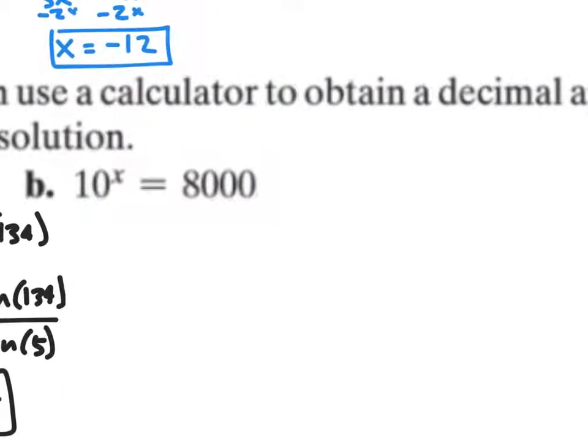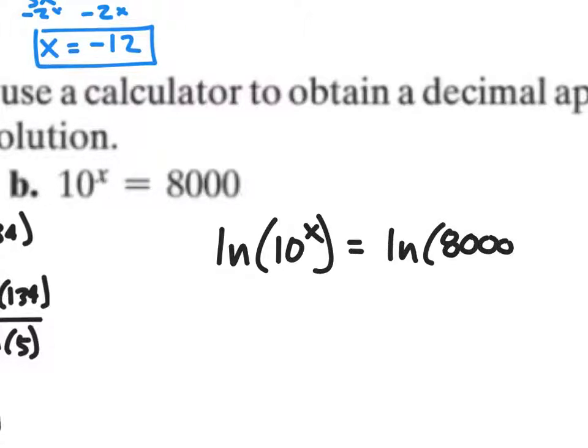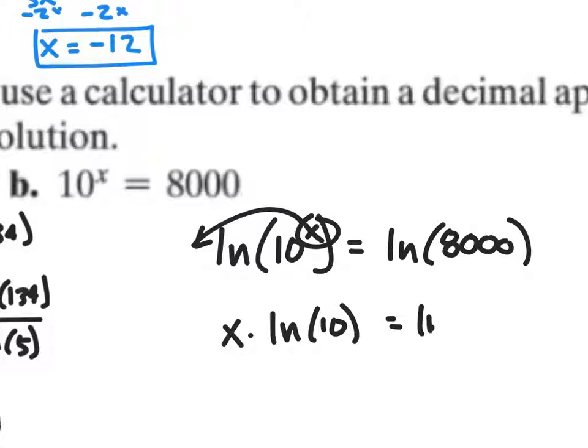All right, I'm going to do the natural log one. I kind of like that one. So I got natural log of 10 to the x equals the natural log of 8,000. And so I'm going to bring my x out front. So I have x times the natural log of 10 is equal to the natural log of 8,000.